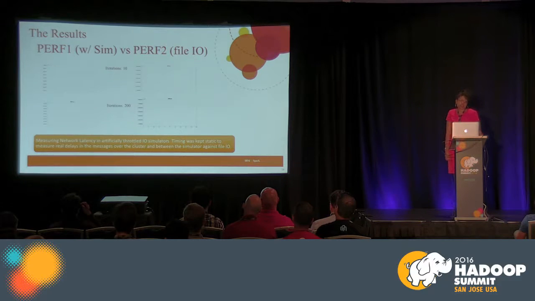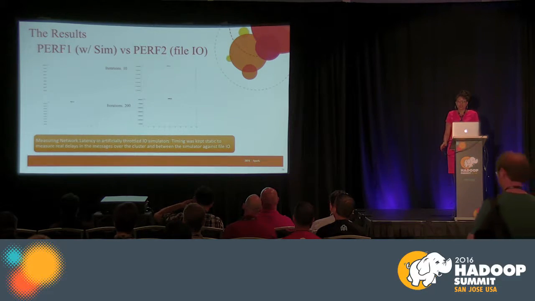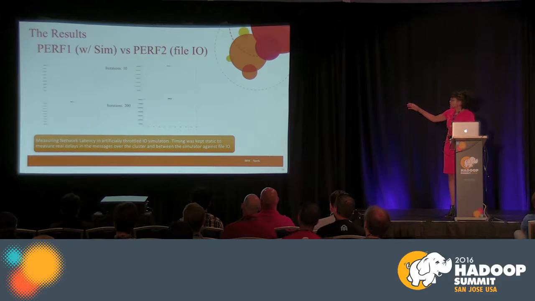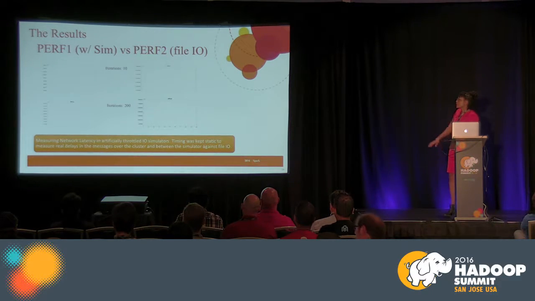So this is just a measurement of network latency in the throttled simulation. The timing was kept pretty static just to make sure that the delays were not the messages or things like that. And these are just the number of iterations. So at 10 iterations, you can see we have a pretty straight line in both. It's basically the same, not a huge difference between the embedded and the cloud system. But then you have the iterations at 200, and we see a completely different thing. So we're doing simulations on one side, and we're doing file on the other, just to make sure that we don't have to account for latency and this timing.